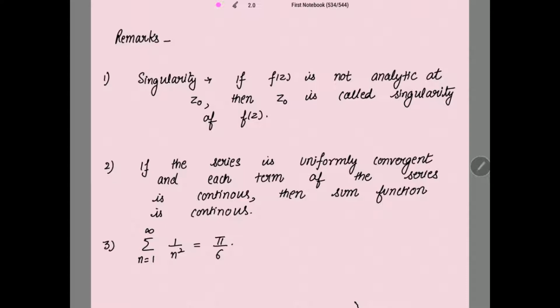Second, if the series is uniformly convergent and each term of the series is continuous, then the sum function is continuous. So to prove some function to be continuous, we need to prove the series to be uniformly convergent. Then the third one: summation n going from 1 to infinity of 1 over n square is equal to pi square by 6. This you need to remark and note.